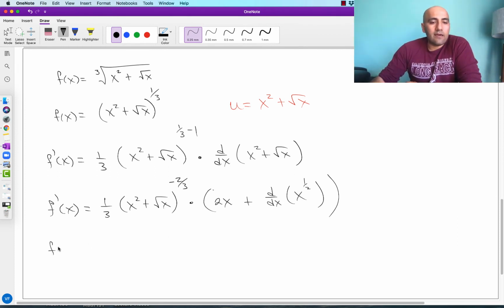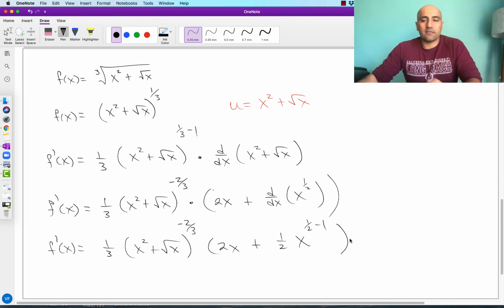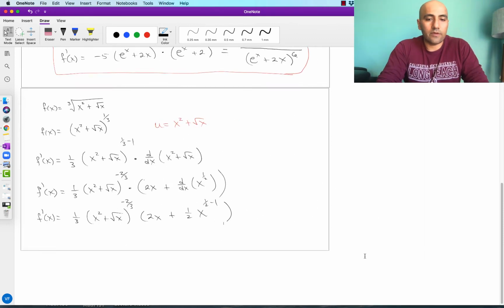So this is going to be f prime of x is equal to 1/3 (x squared plus the square root of x) raised to the power of minus 2/3 times 2x plus, and then this is going to be equal to 1/2 x to the 1/2 minus 1, which would be minus 1/2. So this whole thing could be brought underneath the denominator to get rid of that minus, and so can this, but it is in the numerator. Here, let me rewrite this over here.